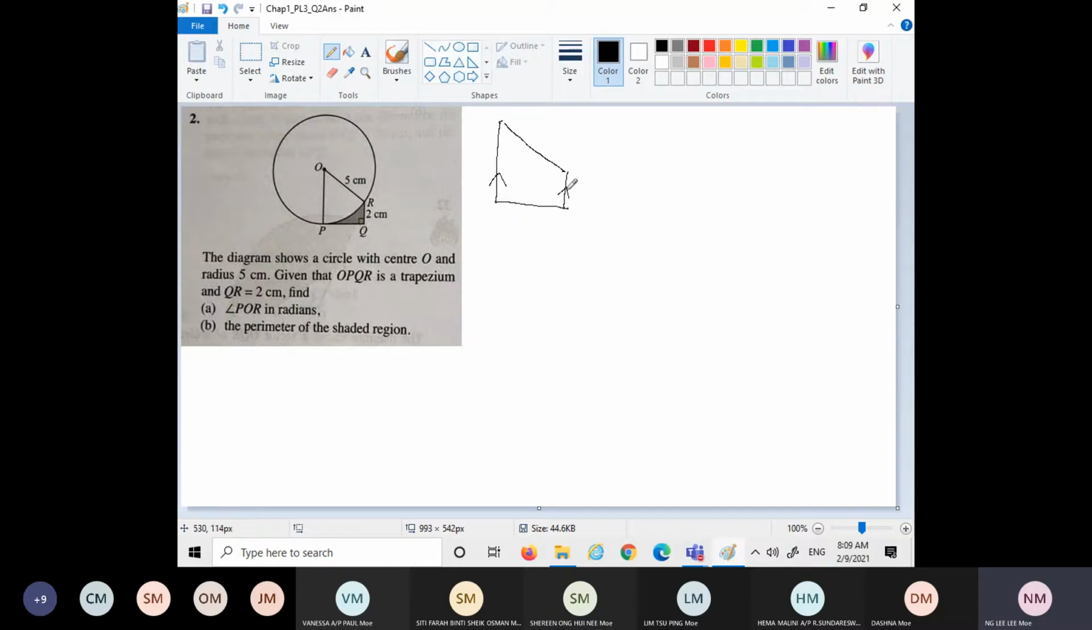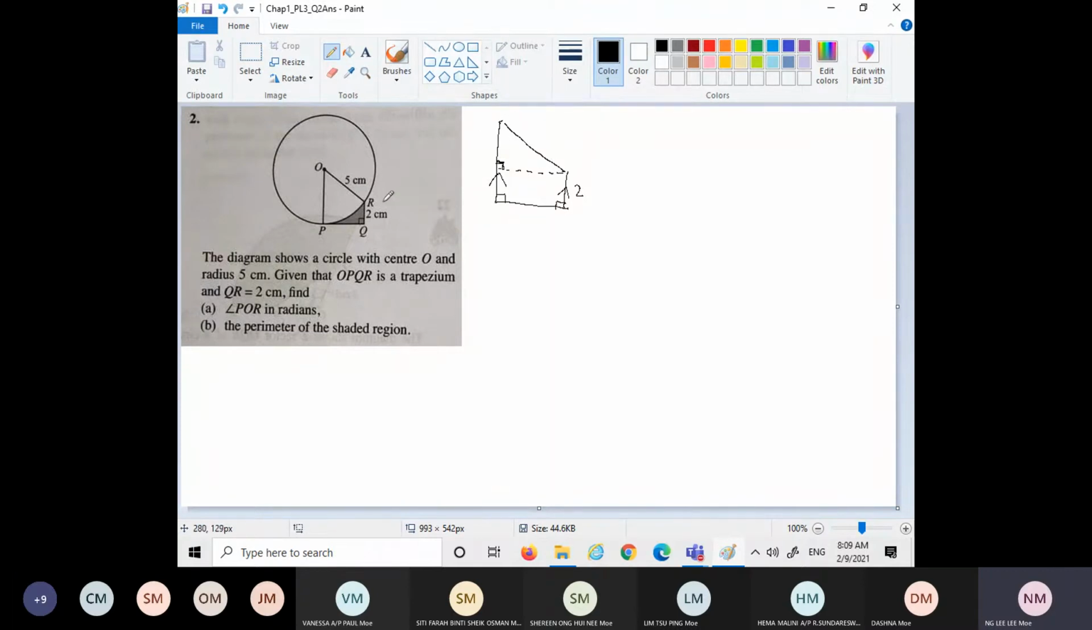QR is 2, so here is 2. You can draw it in this way. You see they mark this as 90 degrees, therefore this also will be 90 degrees, because they are parallel. I want to add something to help me afterwards. I cut this trapezium into two parts: one is a right angle triangle, with the right angle here, and then this is a rectangle.